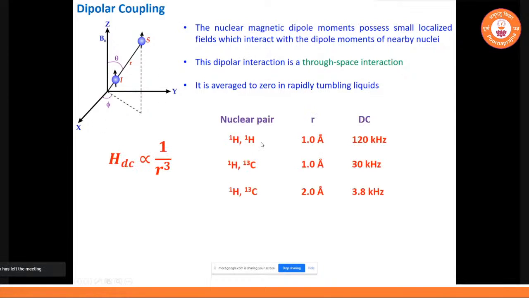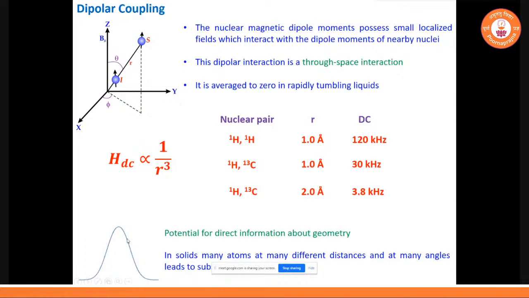Problem? Yes. If you have a proton-proton pair at a distance of 1 angstrom, the strength of this interaction is around 120 kilohertz. Compare this with the proton-proton J coupling in solution, which might be just 5 to 10 hertz for some systems. It will vary. But here we are talking in terms of kilohertz, so this is a huge interaction, and it will give us line broadening. This also contributes to line broadening in solids, so we have to deal with it.